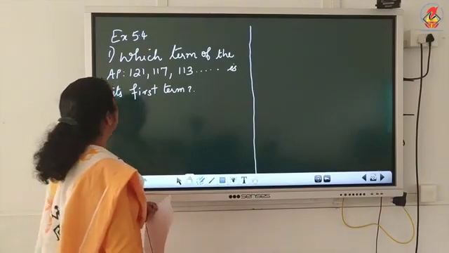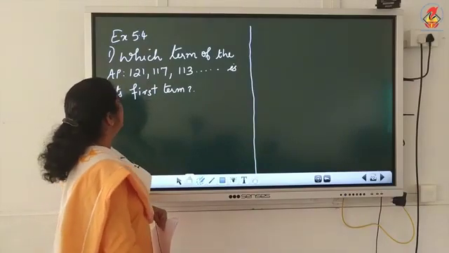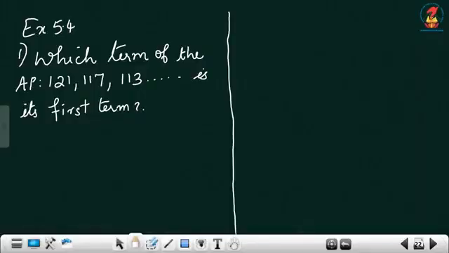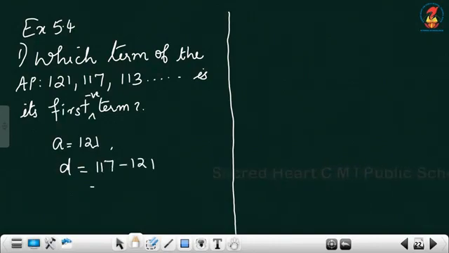Exercise 5.4, first question. Which term of the AP 121, 117, 113 is the first negative term? So the AP is given, so from the AP we can write a is equal to 121 and d is equal to 117 minus 121, which is equal to minus 4. We need to find which term of this AP is the first negative term.